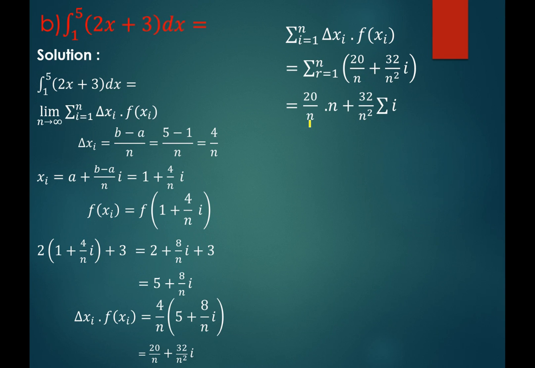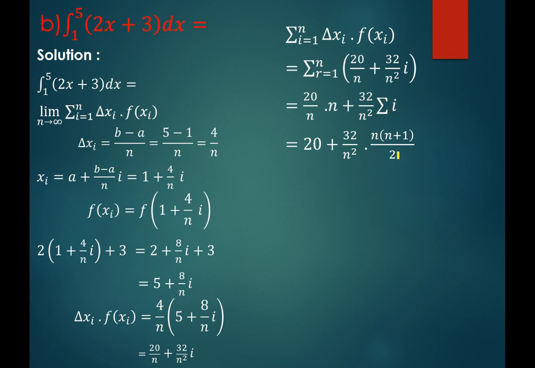So any constant, according to property number 1, will be changed to a constant multiplied by n. So this is the first property application. Now let's go to the second one, which is 32 over n squared. It is a constant also because it has no i. It goes outside as a common factor and the i stays because it is a variable. Now we have a rule for summation of i, which we're going to use now, which is n times n plus 1 over 2.